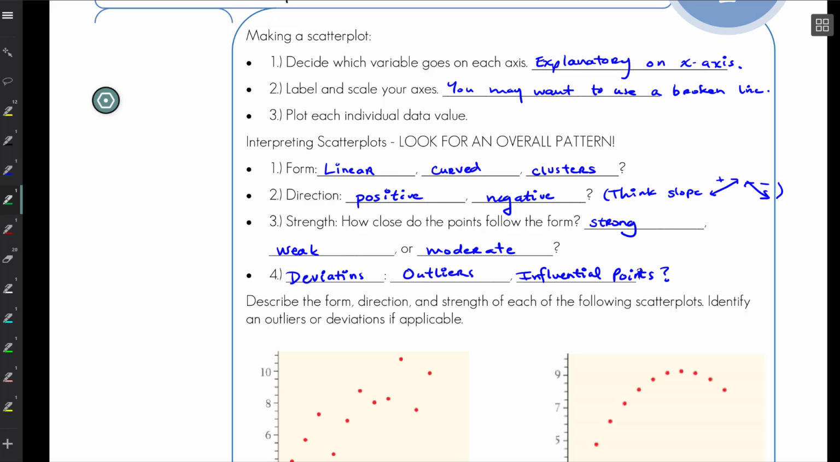For making a scatter plot, the first thing you need to do is decide which variable goes on which axis, but you know how that's going to go because the explanatory variable is always going to go on the x-axis. We want to label and scale your axes. You may want to use a broken line.